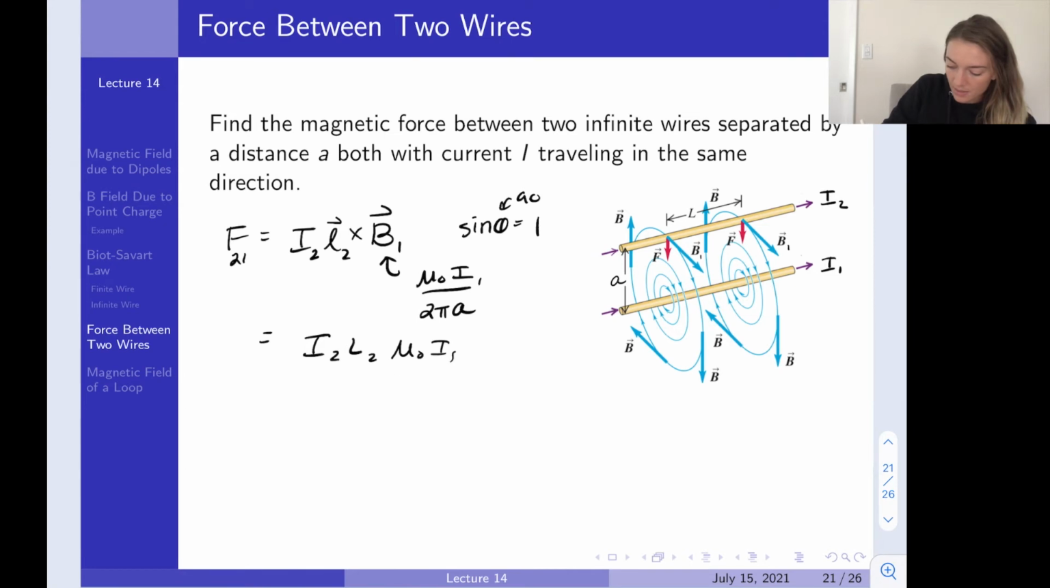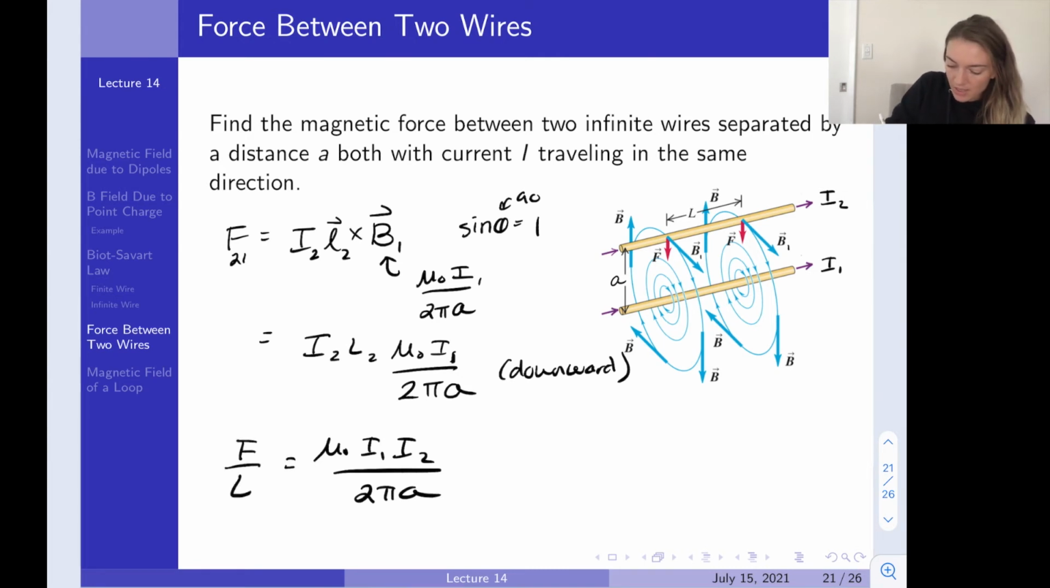And then B1 I'm going to replace with the magnetic field. This is downward. And I can rewrite this as mu naught I1 I2 over 2 pi a.